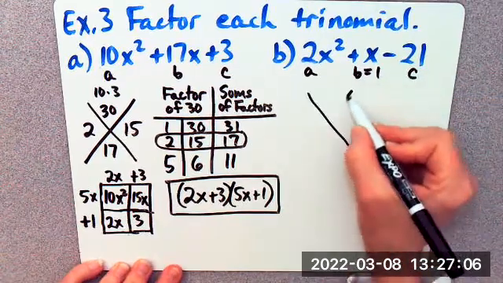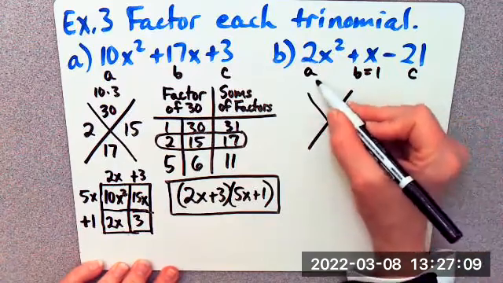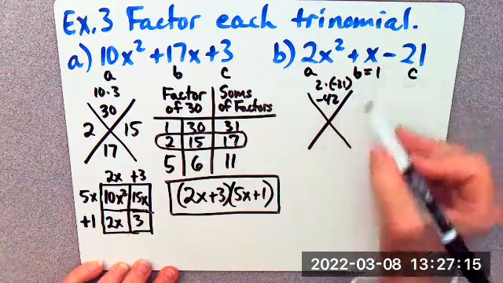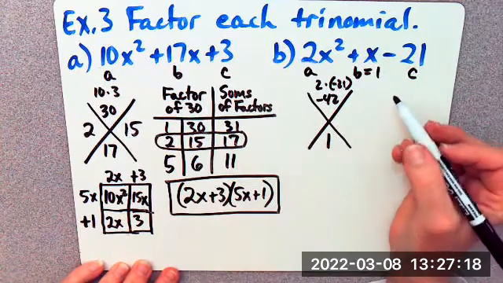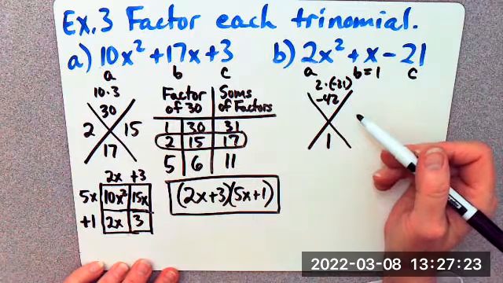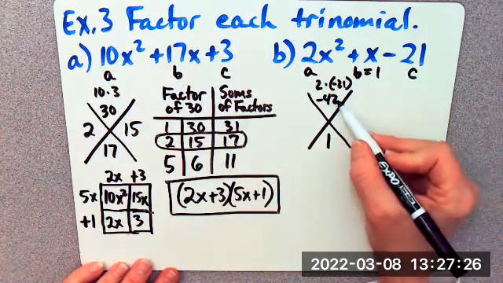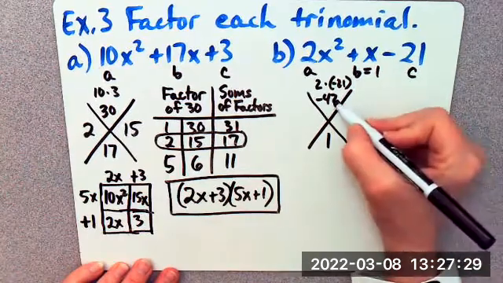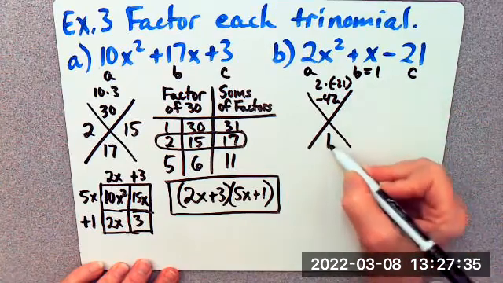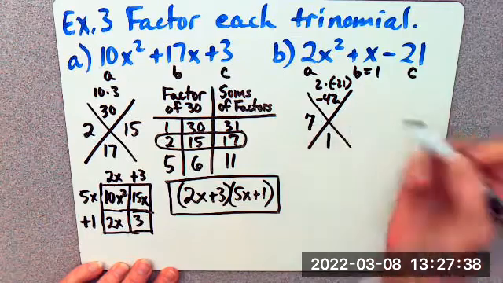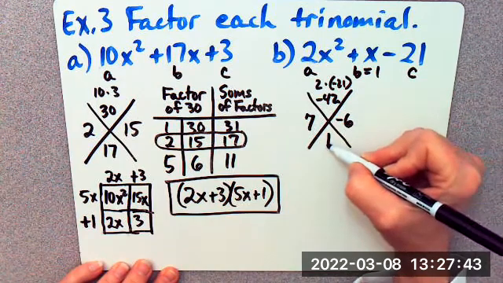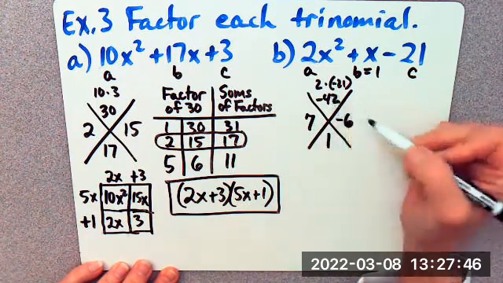So we do our diamond. We have 2 times negative 21, so that's negative 42. And then this one, B, is 1. So we're looking for factors of 42 that are only 1 apart. Well, 42 is 6 times 7. Those are 1 apart. One of them has to be negative to produce a negative, and the larger one needs to be positive to produce a positive sum. So with that, we can choose 7 and negative 6. So 7 plus negative 6 is 1, and 7 times negative 6 is negative 42.